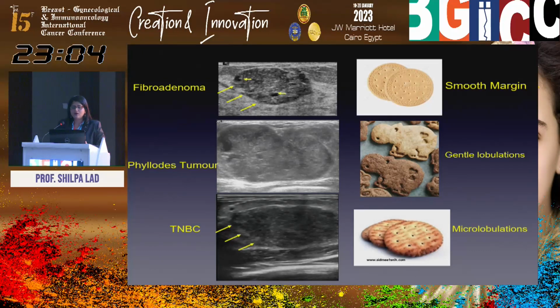In a fibroadenoma, it is oval; phyllodes, oval; triple negative cancer, oval. The shape is almost the same, but when you look closely at the margins, a fibroadenoma has very smooth margins. In a phyllodes, gentle lobulations, like animal crackers. And in a triple negative breast cancer, like the Ritz cookie, we call it the Monaco biscuit. So train your eyes to look at the margins. These are the subtle signs that will tell you, okay, I need to biopsy this lesion.